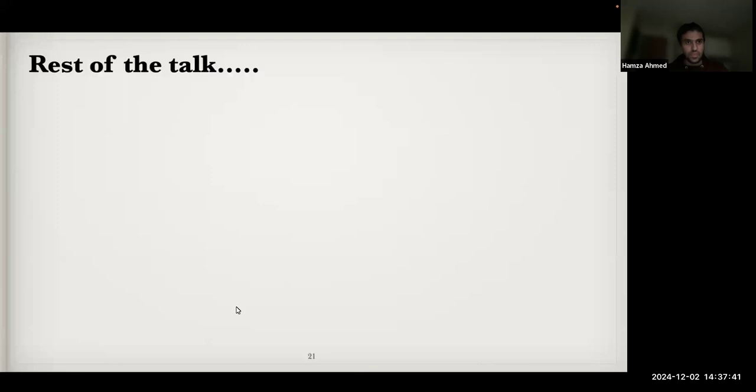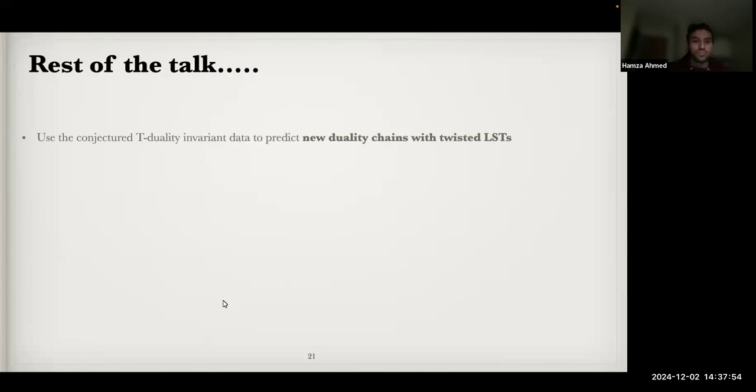Good. So right now, I'm at the results portion of the talk, and before we get into that, let me recalibrate everyone. What we do is use this T-duality invariant data that's conjectured to always match for T-dual theories, and predict a new set of duality chains, but now including these twisted little string theories. We'll use the geometric construction as a cross-check, as I just mentioned.